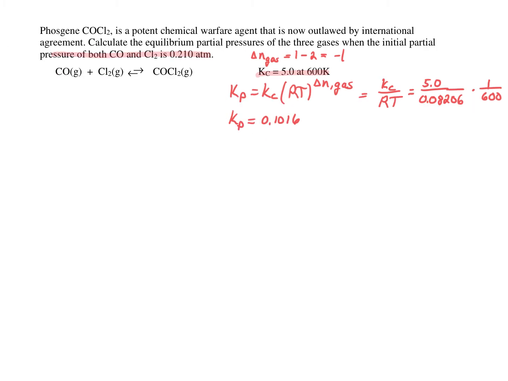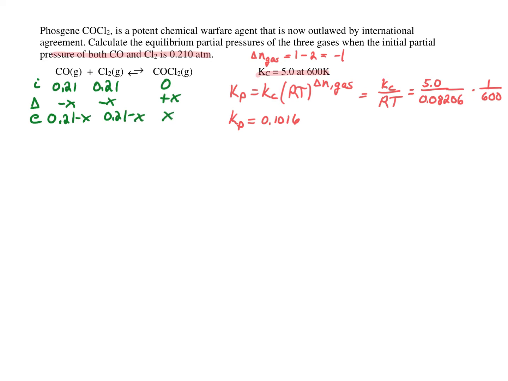So we can do an ICE table: initial, change, equilibrium, and our amounts will be given in atmospheres. So initially we have 0.21 of each of our reactants. We don't have any of our product. We lose x, and gain x. So the equilibrium, as always, is the initial plus the change.